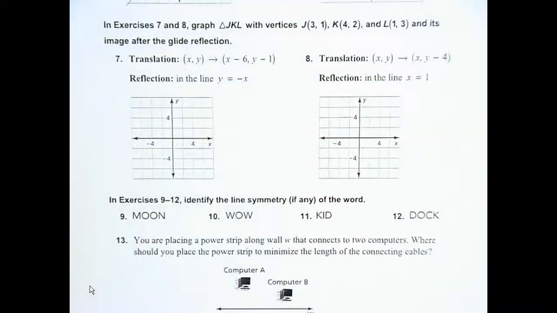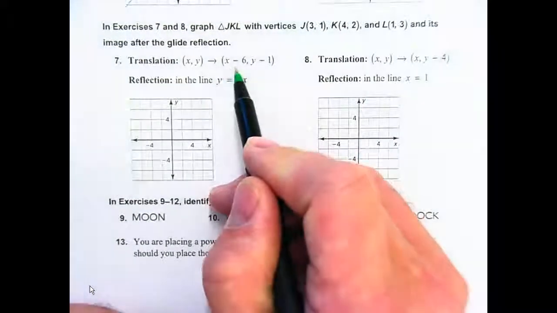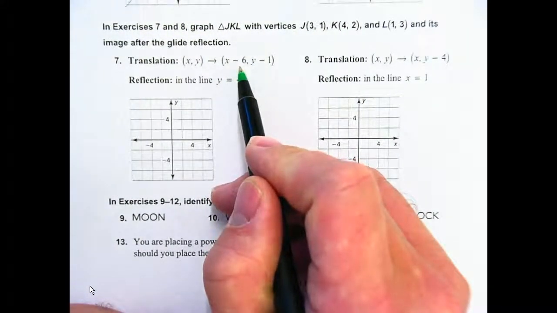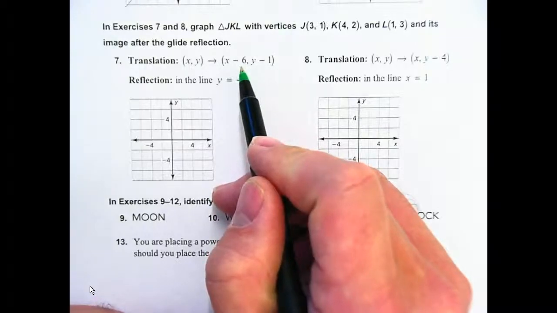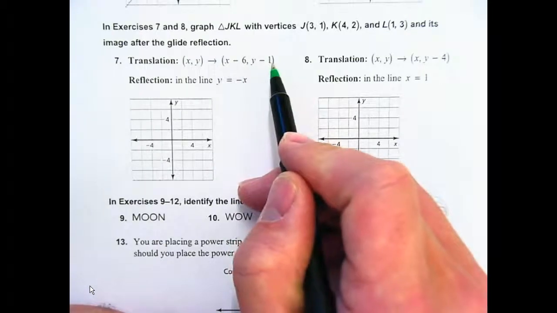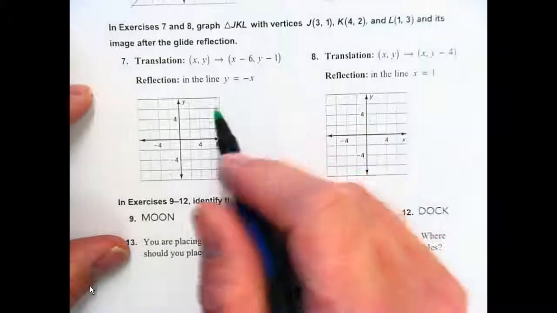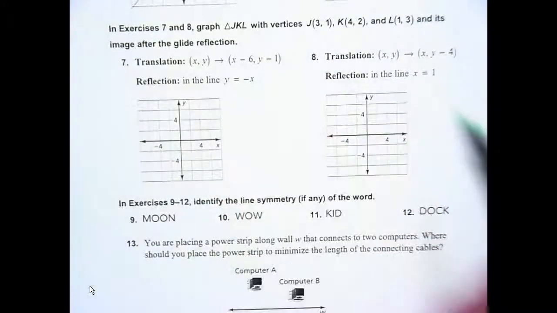How many units right? How many units up or down? First, are we going to the right or left? Left. We're going to the left. You sure? Okay, going to the left. How many units? 6. 6, and we're going up or down? Down. Down 1 unit. Okay? So, we're going to plot that, and slide it. Go for it.